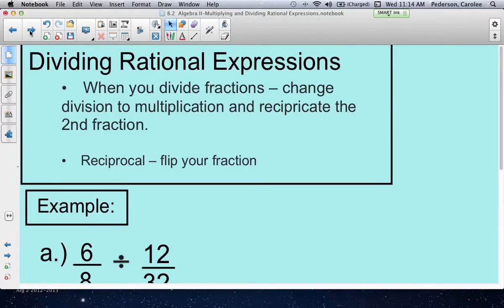All right, dividing. When you divide fractions, remember you want to change that division symbol to multiplication and reciprocate the second fraction. What does reciprocate mean? It means flip your fraction. So very, very important that you know how to do that. Go ahead and write that box down if you don't think you'll remember how to reduce dividing rational expressions. And then we have some examples to do.